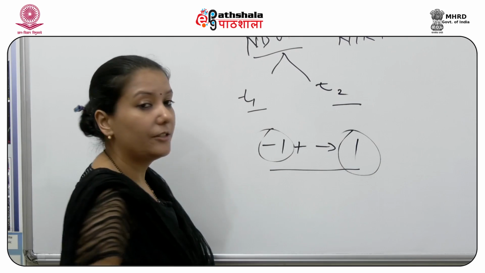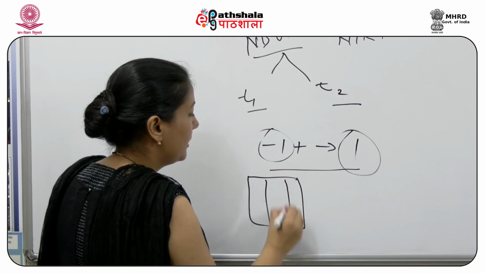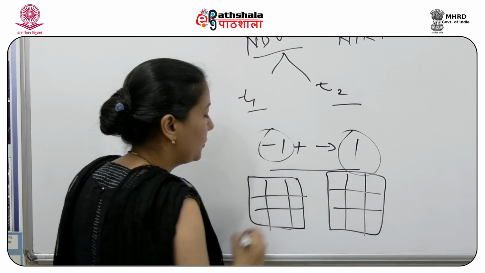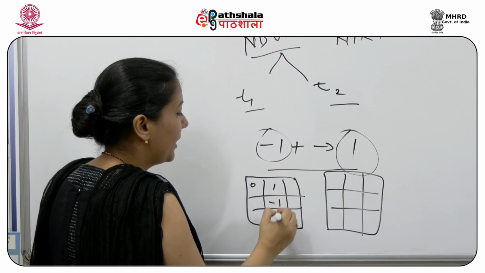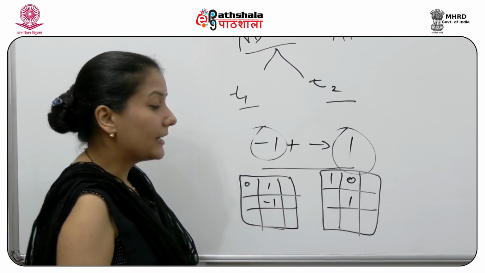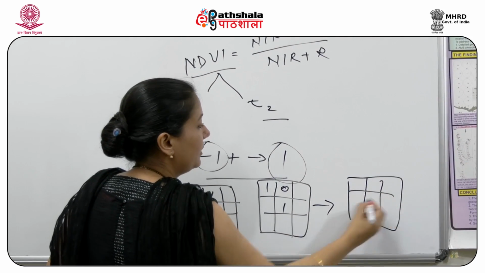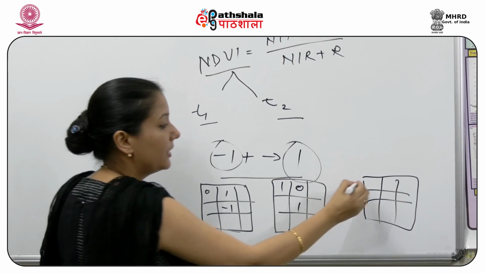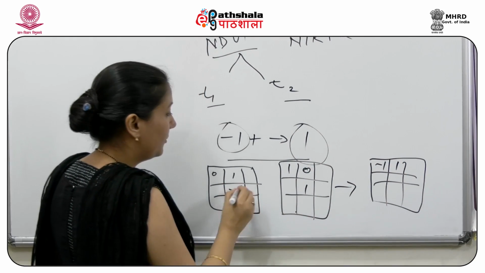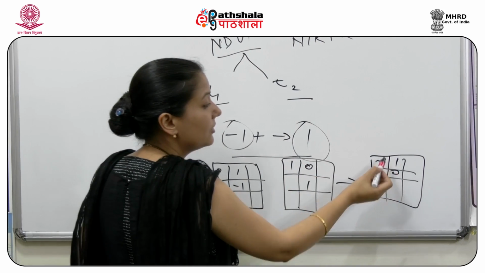Once you have it at T1 and T2, you can simply subtract the raster pixels. Suppose the two NDVI images have values 0, 1, -1 and 1, 0, 1. When you subtract these two images, you get a third image with values 0, -1, -1 and 1, -1, 1, 0. So you see with time there is a change in the values here.